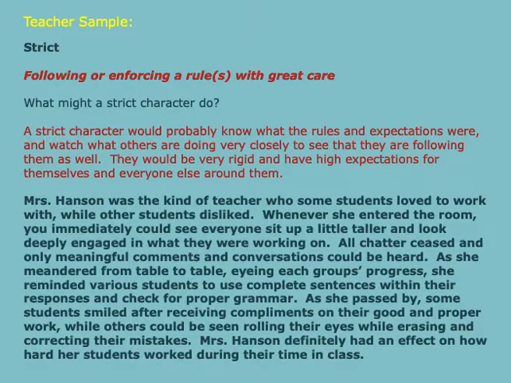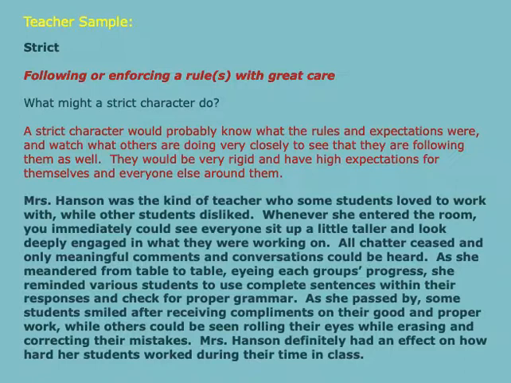Here's my sample. I decided to do the character trait of being strict. Okay? So if you remember, what I had to do is I first had to identify and look up and write down the real meaning of the word strict. Not what I think it means, but what the dictionary says the word strict means. When I looked up the word strict, it says following or enforcing a rule or some rules with great care. That was one of the first definitions of somebody that was strict.